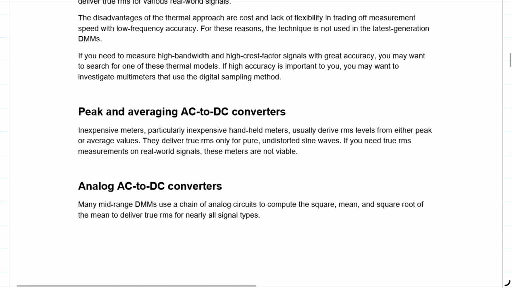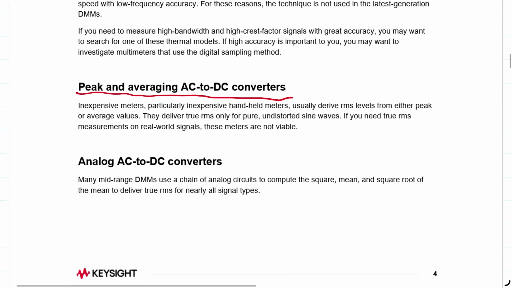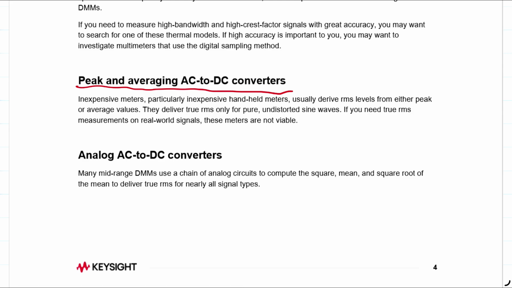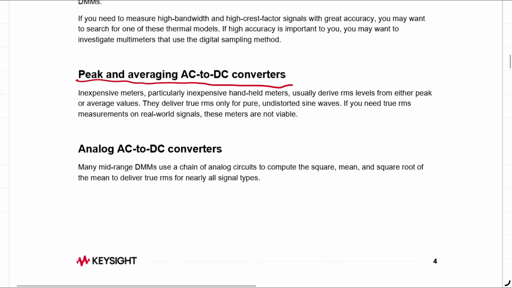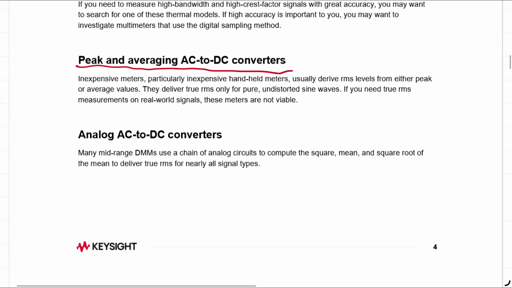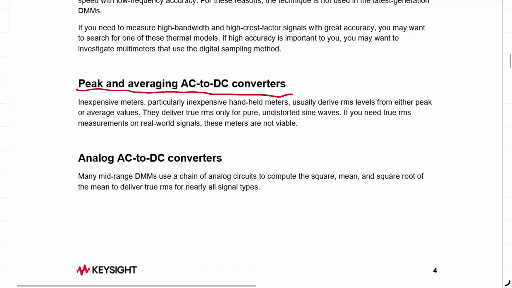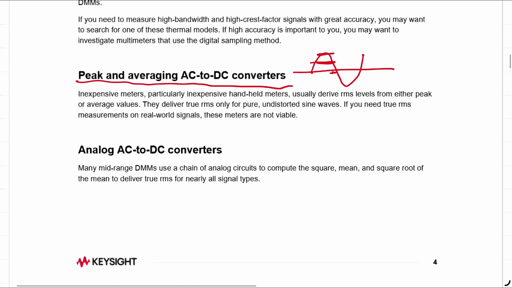Another one is called peak and averaging AC to DC converters. This is used in most handheld multimeters or the cheap multimeters. The assumption here is that your signal is always a sine wave. Because if you have a sine wave and we know the peak value or the average value, we could just use the equation, a simple factor, and turn that signal into RMS.